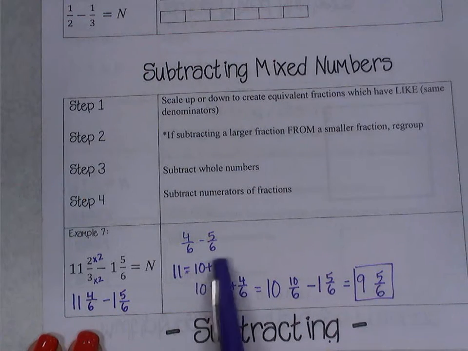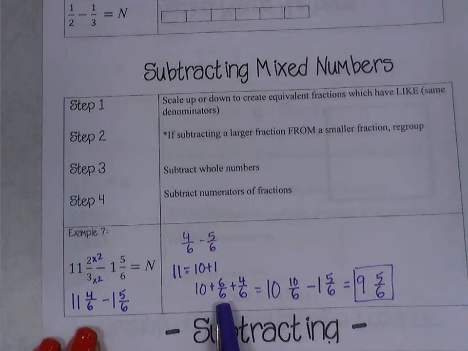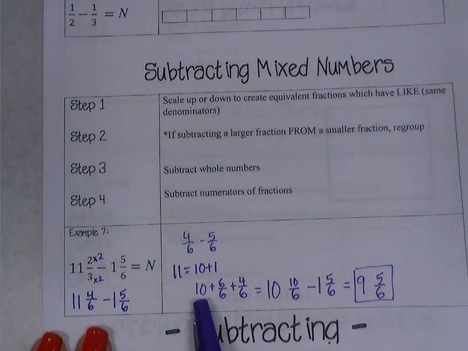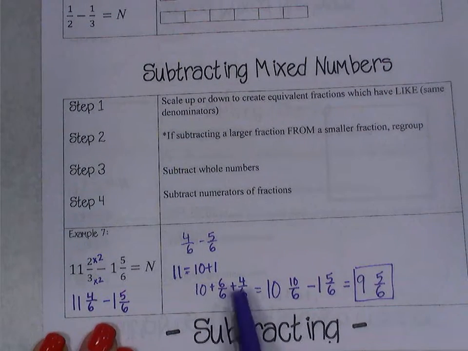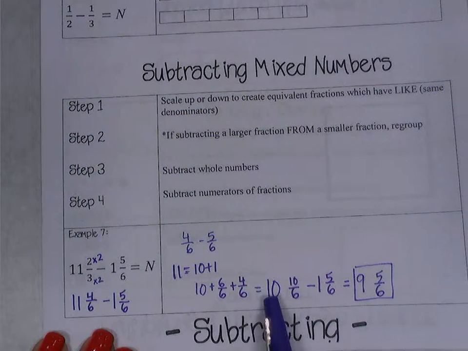Now this 1 whole here, I'm going to represent that as 6 over 6 because my denominators are 6. Anything over itself is equal to 1 whole. So I've now rewritten that 11 as 10 plus 6 over 6. And remember, I have that fractional part of 4/6 that I need to add. Now I can add the fractional pieces. 6/6 plus 4/6 gives me 10/6 here, and I have the whole number of 10.